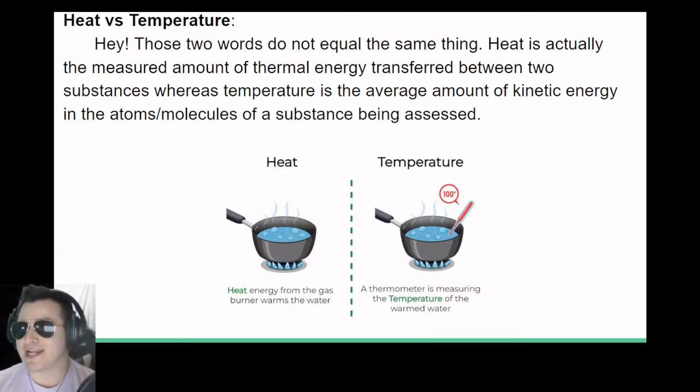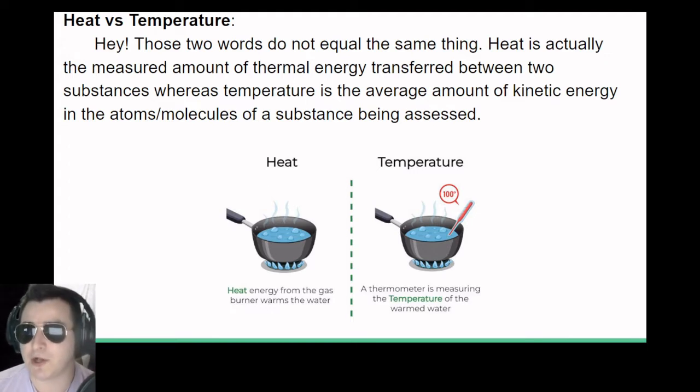Heat versus temperature. Just a couple terminology things that, if your teacher wasn't so intentional about labeling these words in your first exposure to chemistry, you might have thought they were the same thing. Temperature, of course, is the measure of the average kinetic energy of the molecules in whatever you're looking at. Heat actually isn't even a measurement of the energy within something. It's actually the measurement of the energy transferred between two substances.